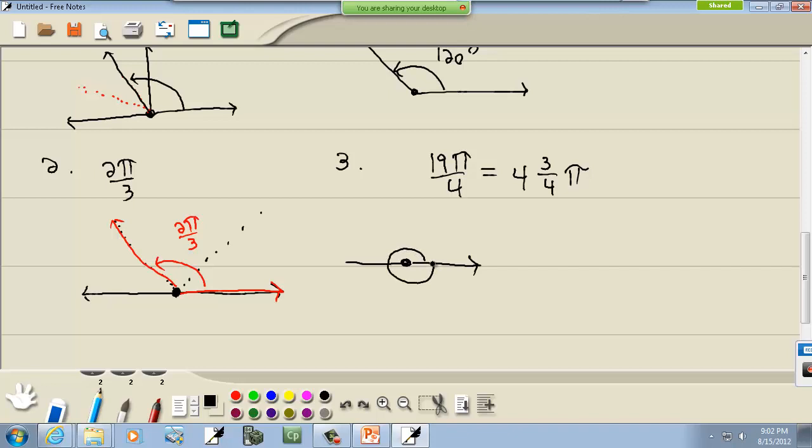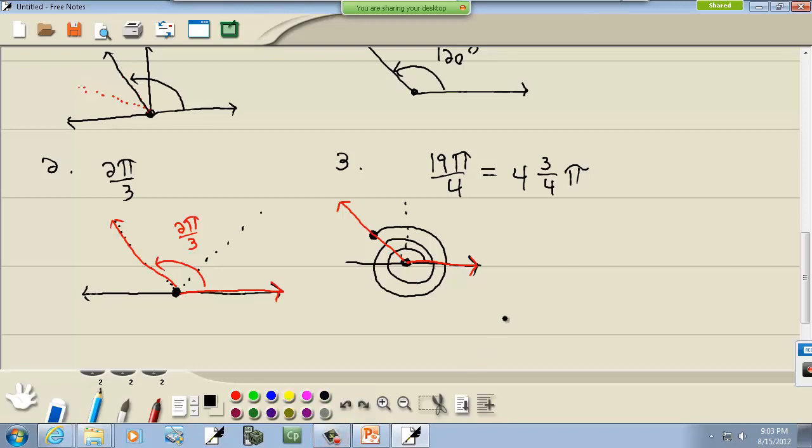That's 2 pi. Well, if I go here, that's 3 pi. Here is 4 pi. And if I go up here, that's 4 1/2 pi. So 4 3/4 pi would be over to right here. I'm not going to sketch that separately. But see how we go around like that and end up there. So that's our 19 pi over 4.